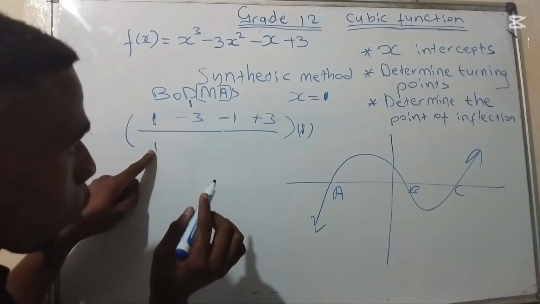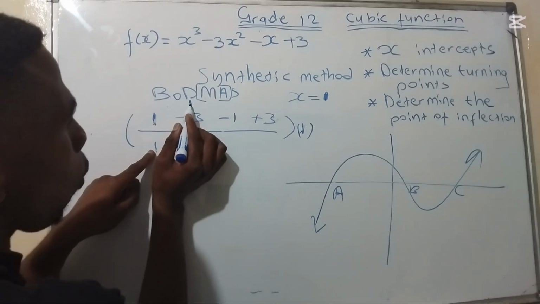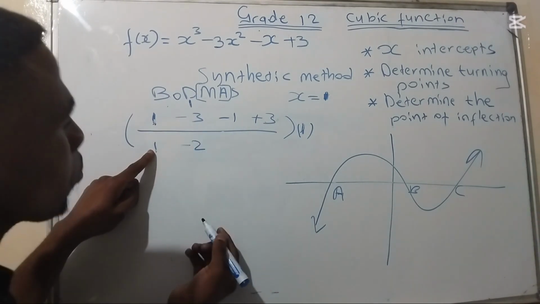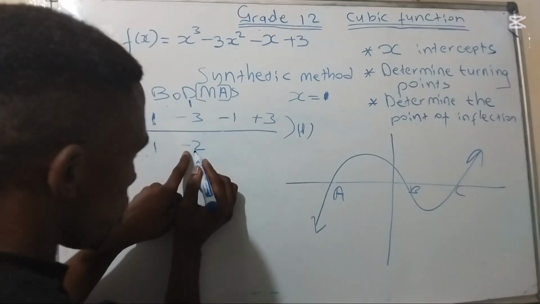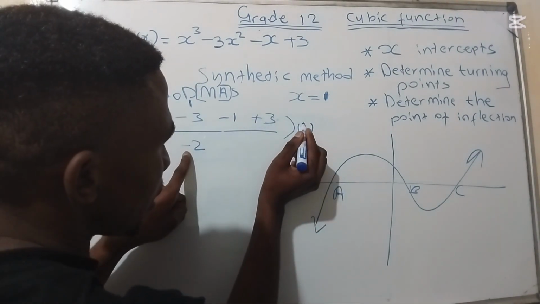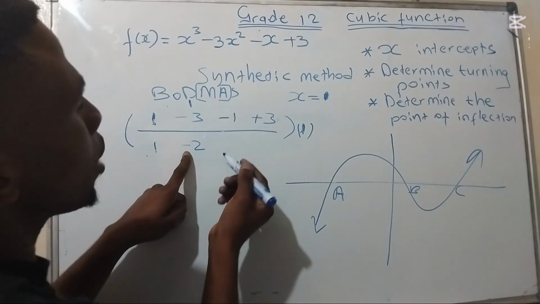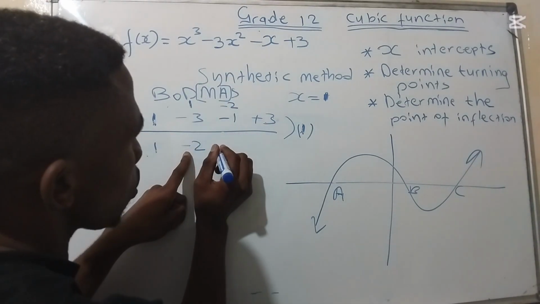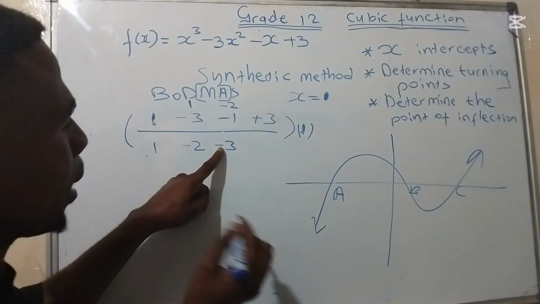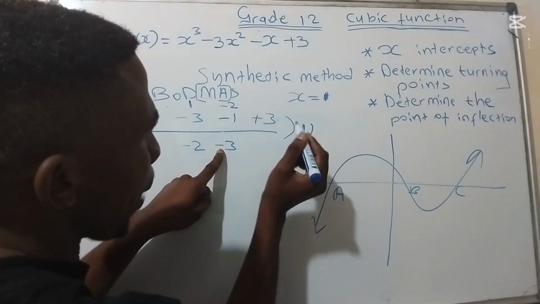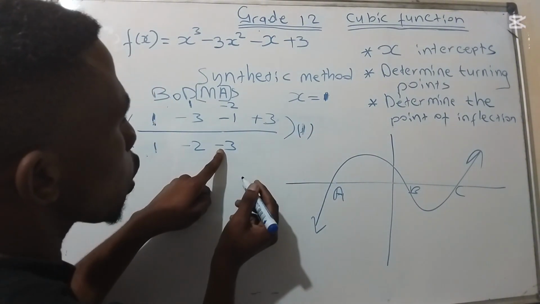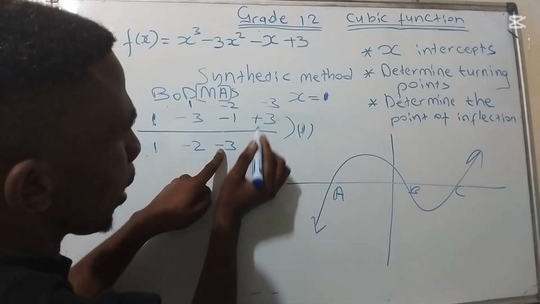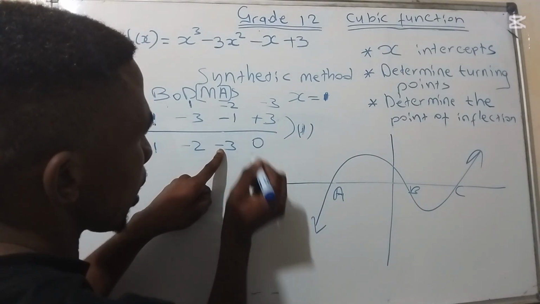Then now we are going to use addition. 1 plus negative 3 is negative 2. Then negative 2 multiplied by 1 is equal to negative 2. Then negative 2 plus negative 1 is equal to negative 3. Then negative 3 multiplied by 1 is equal to negative 3. Then negative 3 plus positive 3 is equal to 0.